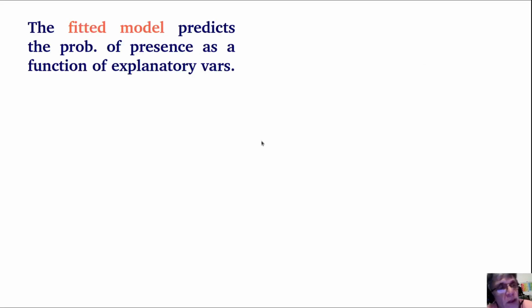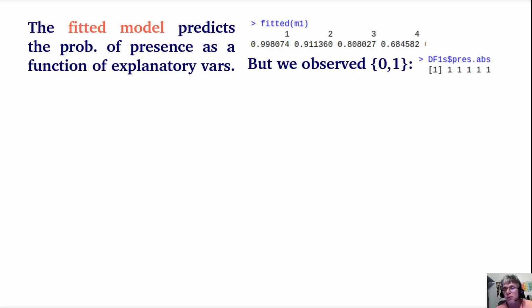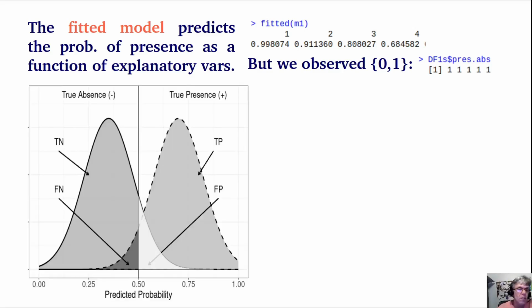So the fitted model predicts the probability of presence as a function of the effect of the explanatory variables. So here are just 4 of the 212 predicted probabilities, for the first 4 points, for which we actually observed either zeros or ones. Actually, they happen to be ones in this case. So depending on how we discretize this predicted probability of presence, we can have certain amounts of true negatives, false negatives, true positives, and false positives. If we move this threshold to the left or to the right, we would alter the amounts of true negatives, false negatives, true positives, and false positives.